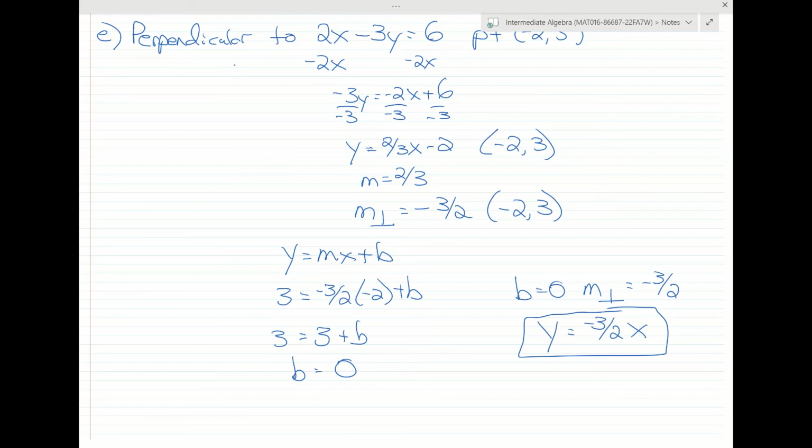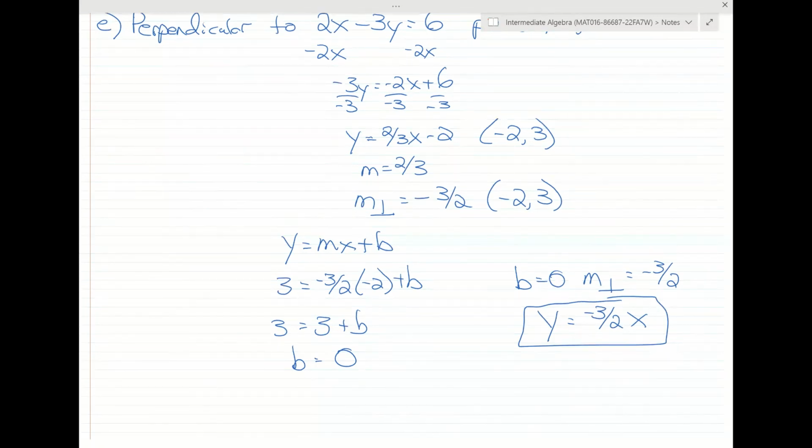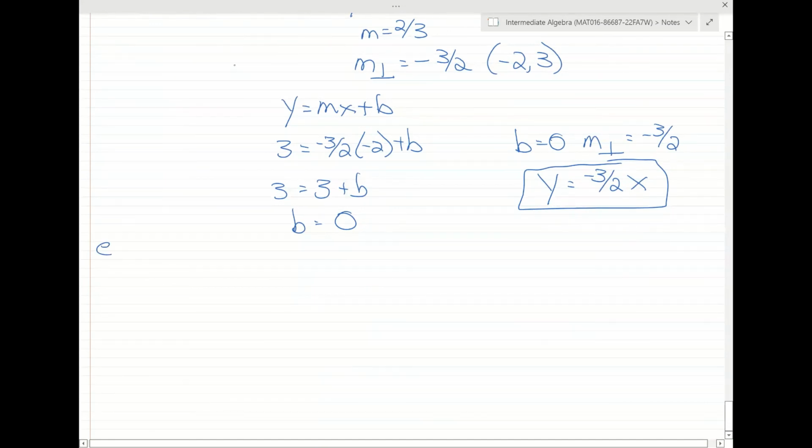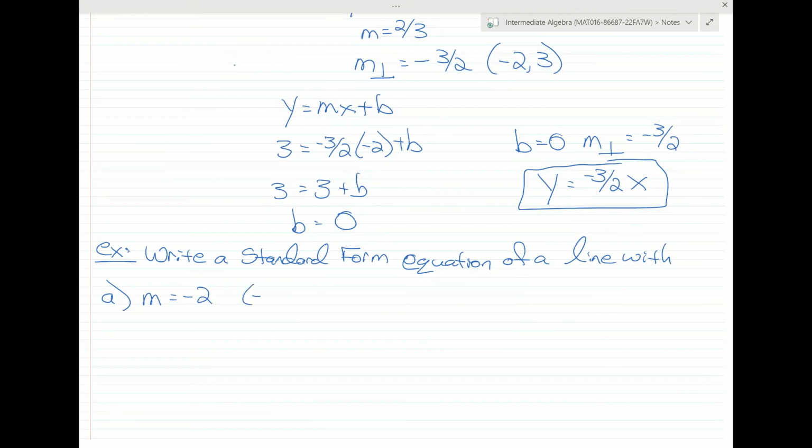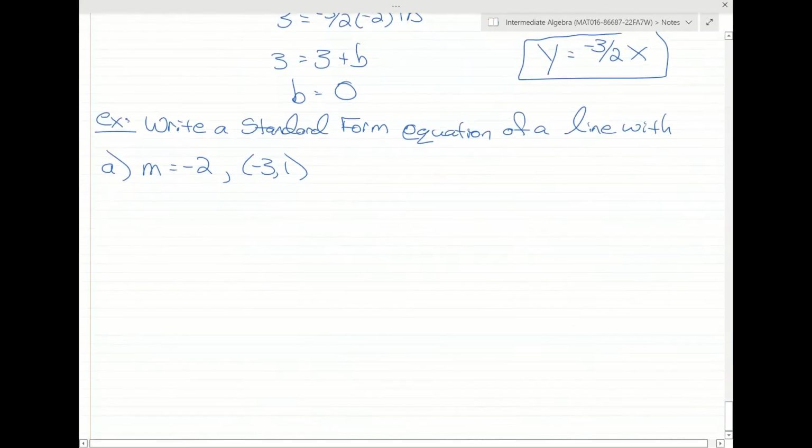I just have two more examples, and that'll be it for tonight. What if I asked you to write a standard form equation of a line with slope of -2 and the point -3, 1. So we have two examples like this, and then we'll go home.